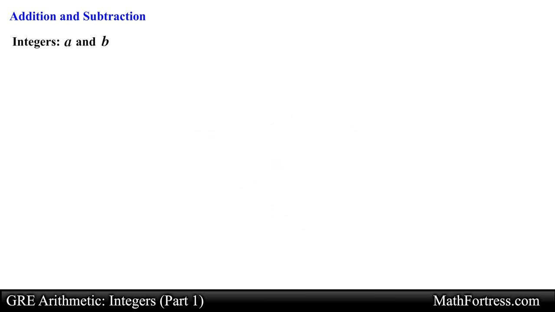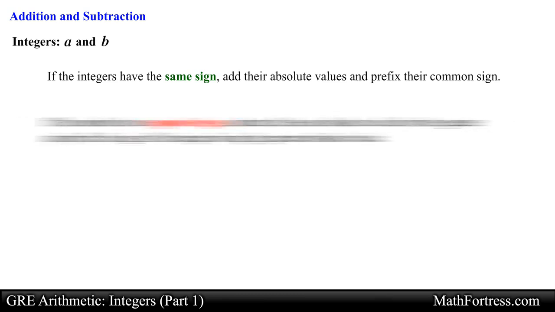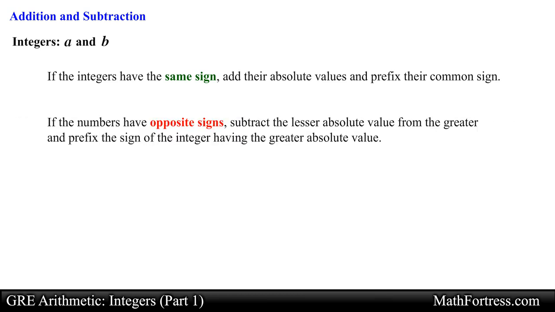Okay, in a nutshell, when adding or subtracting integers, if the integers have the same sign, add their absolute values and prefix their common sign. If the numbers have opposite signs, subtract the lesser absolute value from the greater and prefix the sign of the integer having the greater absolute value. Alright, in our next video we will focus on the concepts and terminology that are associated with the third basic operator, known as multiplication.